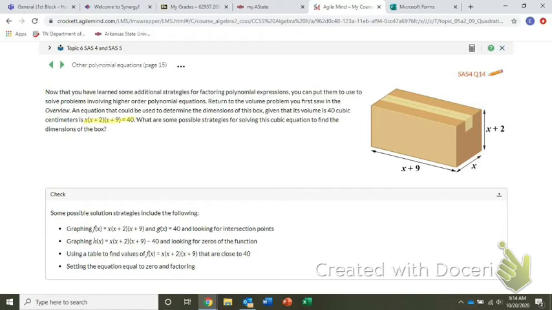So, we have this equation, and it wants to know what are possible strategies for solving the cubic equation to find the dimensions of the box. So, we are looking for the x's essentially. So, couple things you can do. You can graph. Let me pull up my calculator.